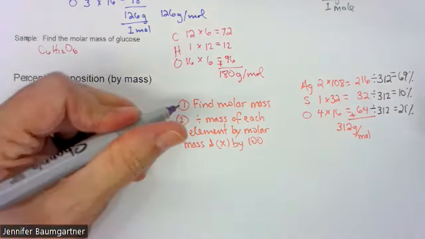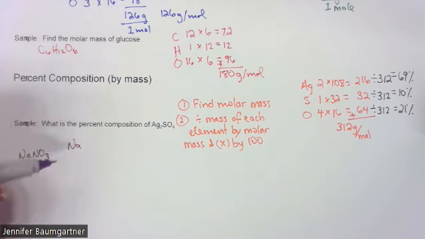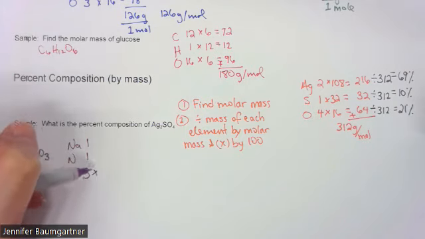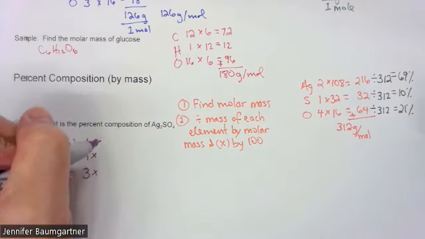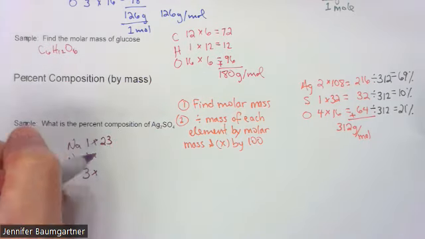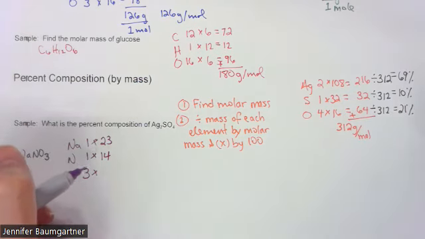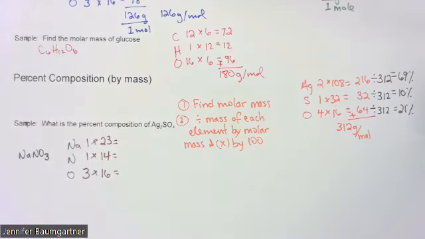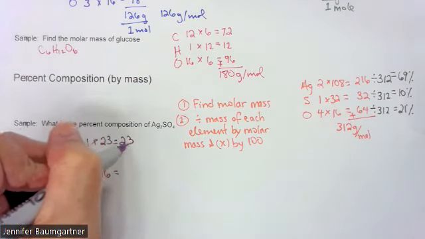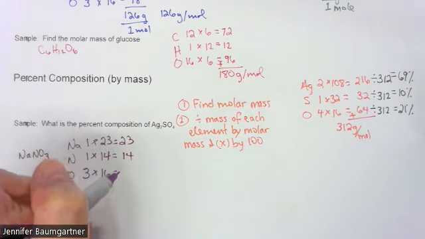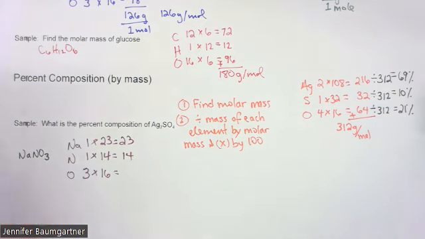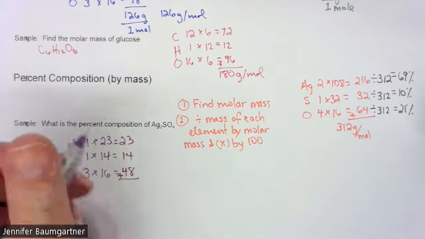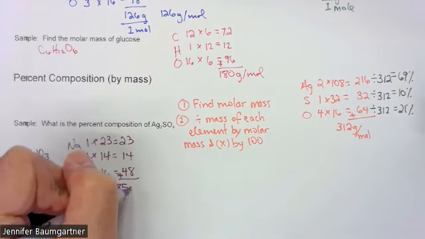We're going to find the molar mass first. We've got sodium, nitrogen, oxygen. I have one of these, and 3 of these. This mass is going to be 23. This mass is going to be 14, and this is 16. So when I multiply this out, I get 23, 14, and 48. I add that up and I end up with a molar mass of 85 grams per mole.